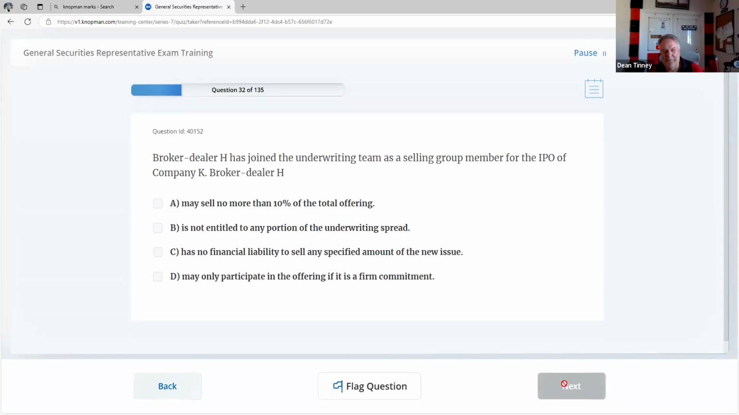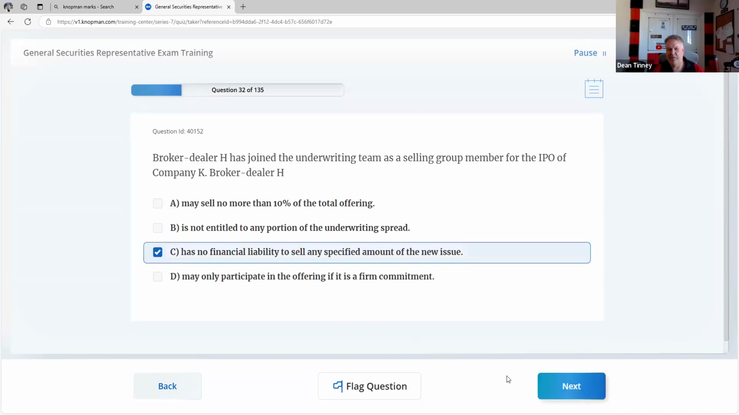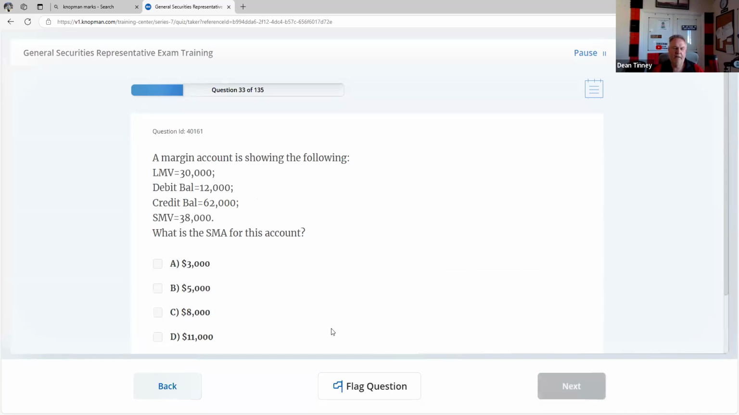Broker Dealer H has joined the underwriting team as a selling group member for the IPO of Company K. Broker Dealer H, see, he has no financial liability. You got to get those point and click ones like that. Well, thank God.